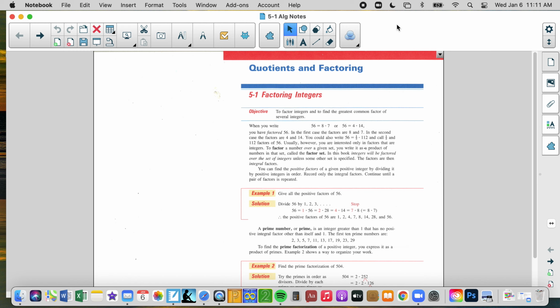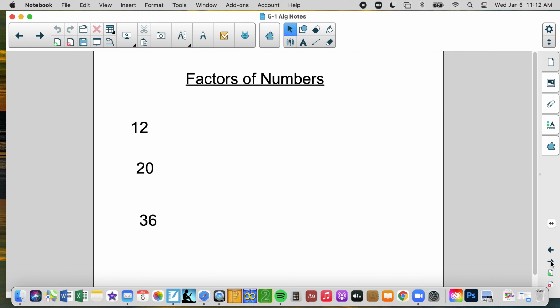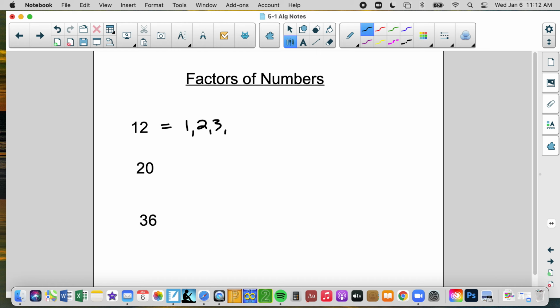All right, today we are going to go over factoring. And there are two types of factors. So we're going to factor, meaning finding factors of integers, numbers, and those factors are going to be divisible into that number. So when we talk about factors of 12, we talk about numbers like 1, 2, 3, 4, not 5. 5 doesn't go into 12. 6 does, 7 doesn't, 8 doesn't, 9 doesn't, 10 doesn't, 11, and 12.